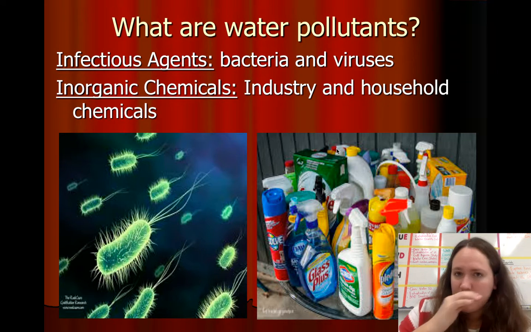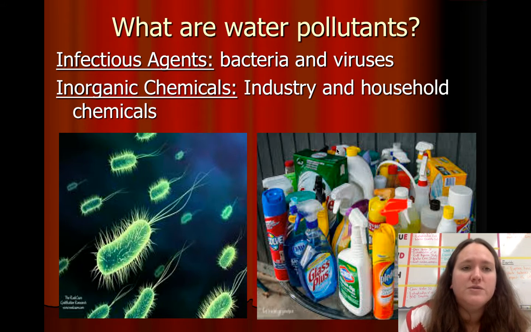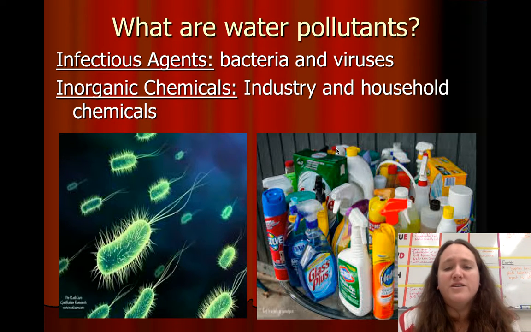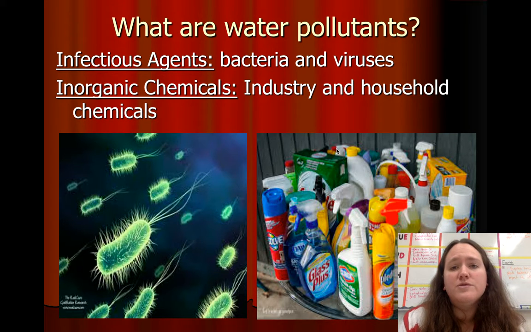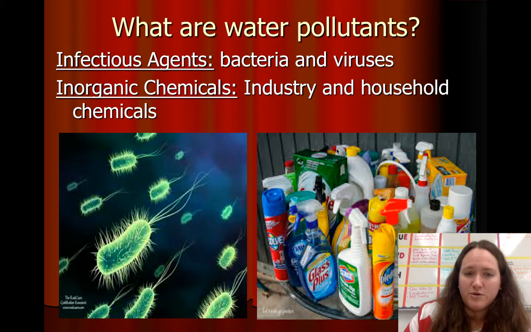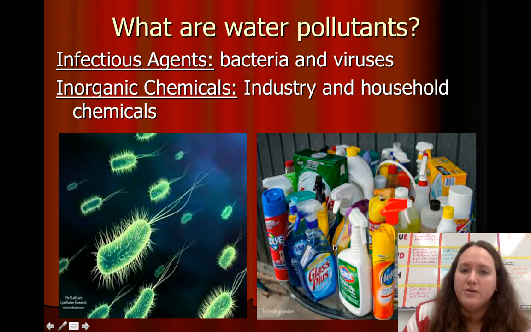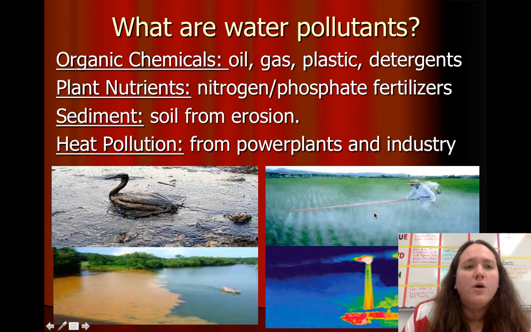So water pollutants come in different variations. We have infectious agents. They're going to be bacteria and viruses that are in the water that will make us sick. Inorganic chemicals are from industry and household chemicals. So any of these things right here, believe it or not, people actually pour these down the drain and it mixes with our water. Organic chemicals is going to be anything like oil, gas, plastics, detergents, anything that's made from oil or gas products.